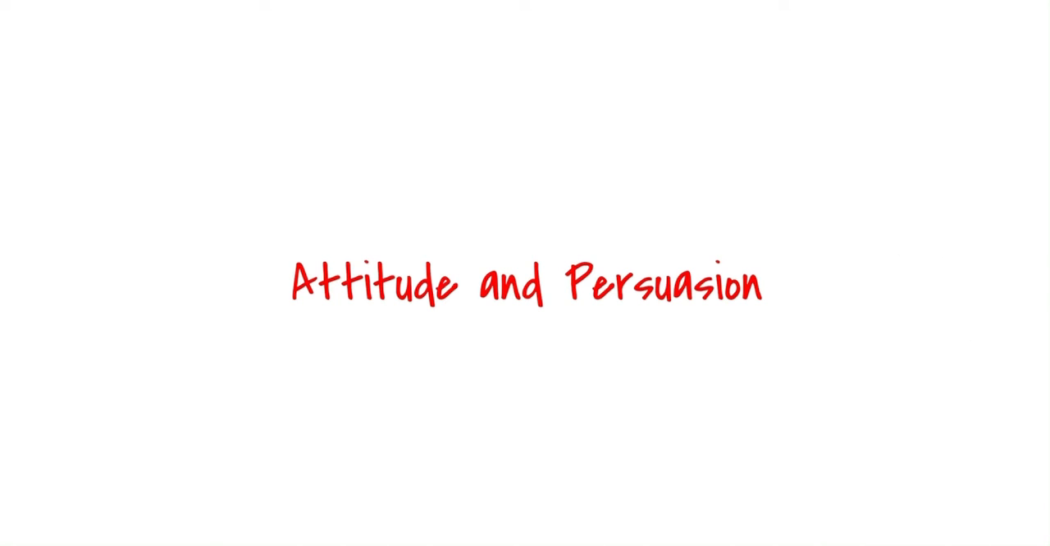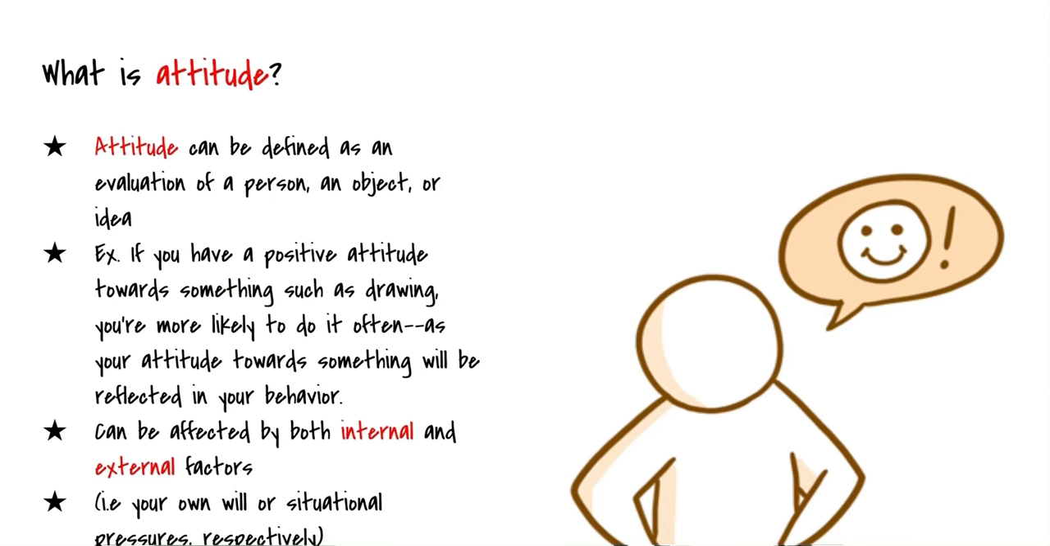Attitude and persuasion. Now we must define what attitude is. Attitude could be defined as an evaluation of a person, an object, or an idea. For example, if you have a positive attitude towards something such as drawing, you're more likely to do it as often, as your attitude towards something will be reflected in your behavior. Attitude can be affected by both internal and external factors, for example, your own will or situational pressures, respectively.